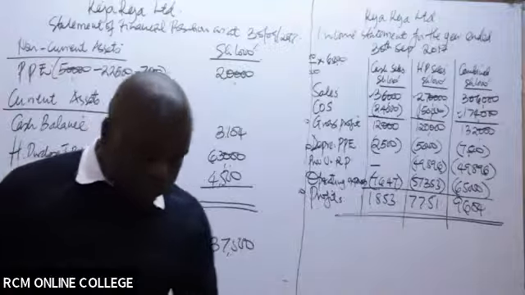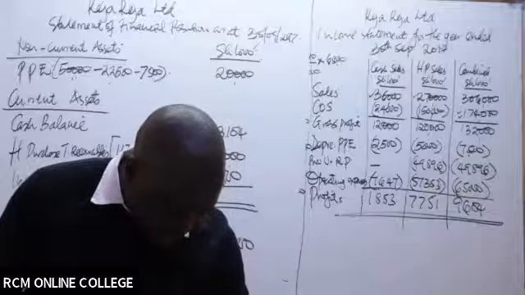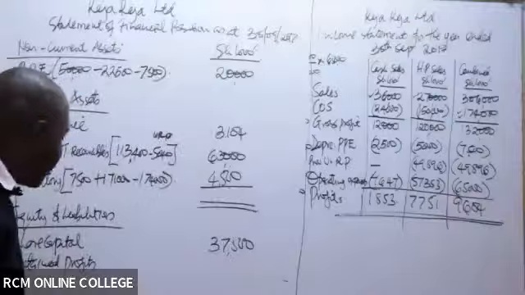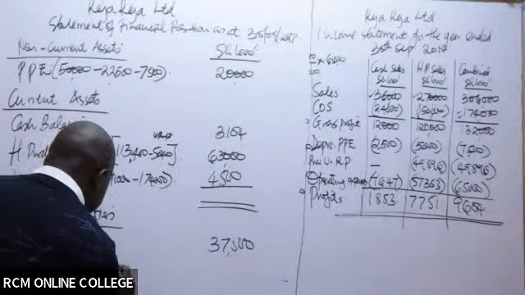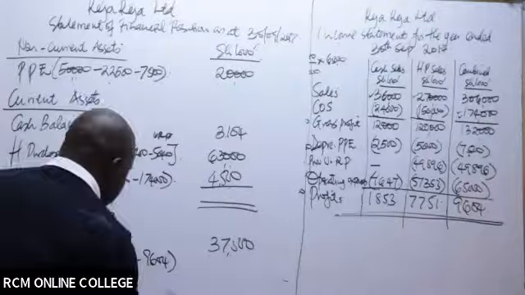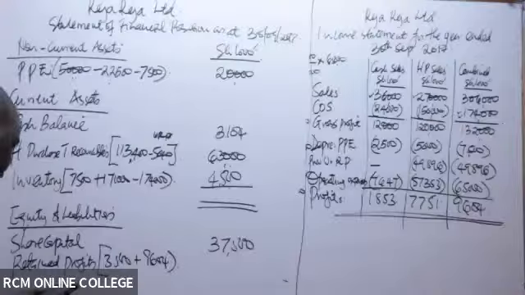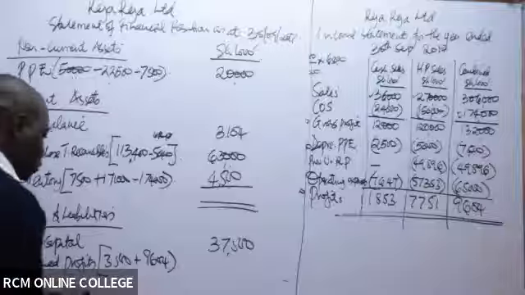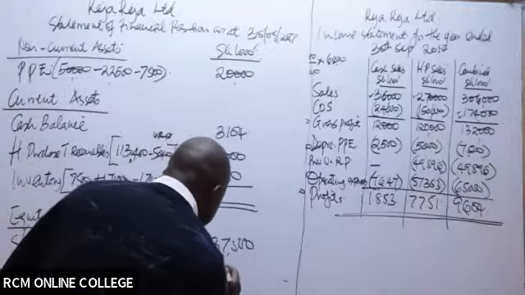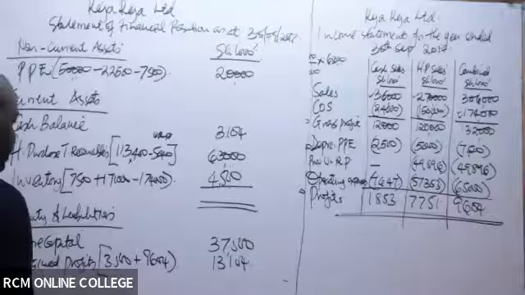But there's a figure for retained profits at the start of the year. Retained earnings at the start of the year was 3,500. So we'll have to add the two: 3,500 plus 9604. It comes to 13,104. Then in this case, there's no other equity item.